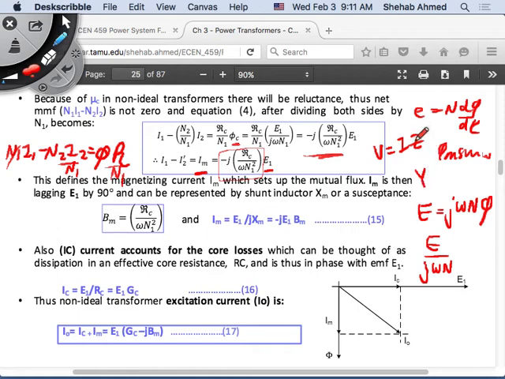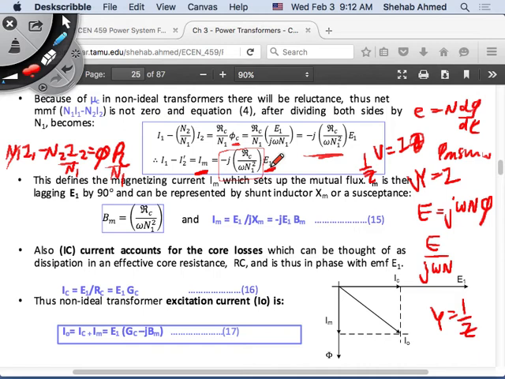V times the admittance is equal to the current, right? Because the admittance is equal to 1 over the impedance. So I bring Z to this side, so 1 over Z here, which is admittance. So Y times V is equal to the current. This equation is written in that form, and my current happens to be the magnetizing current, and the voltage happens to be the voltage in the primary.